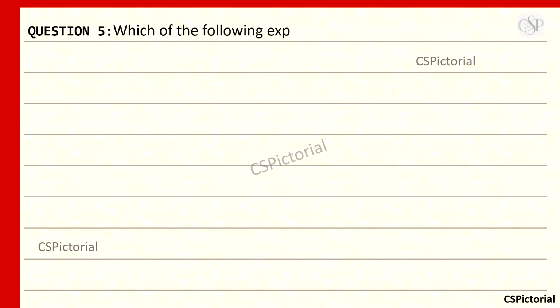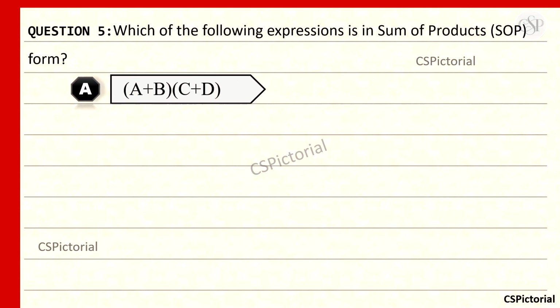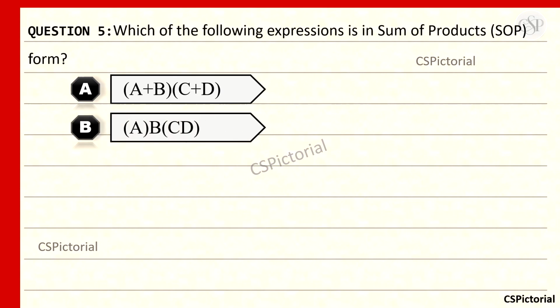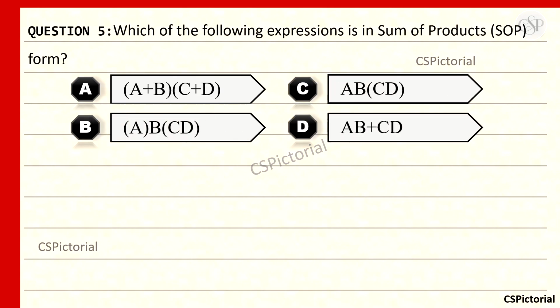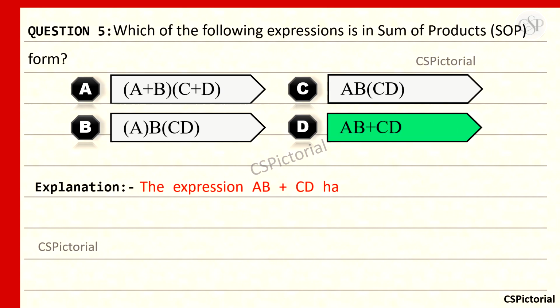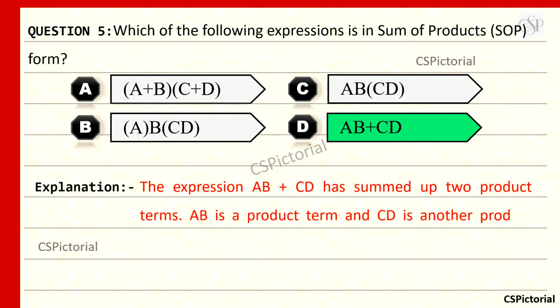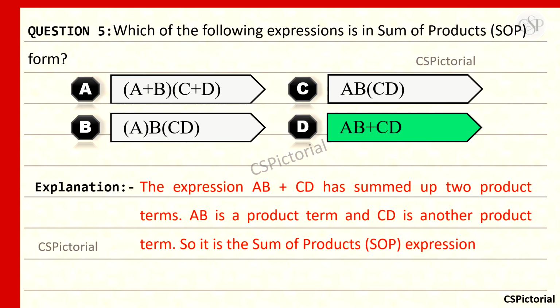Which of the following expressions is in sum of products form? A plus B into C plus D, A into B into CD, AB into CD, AB plus CD. The answer is option D, AB plus CD. The expression AB plus CD has summed up two product terms. AB is a product term and CD is another product term. So, it is the sum of products, that is SOP expression.